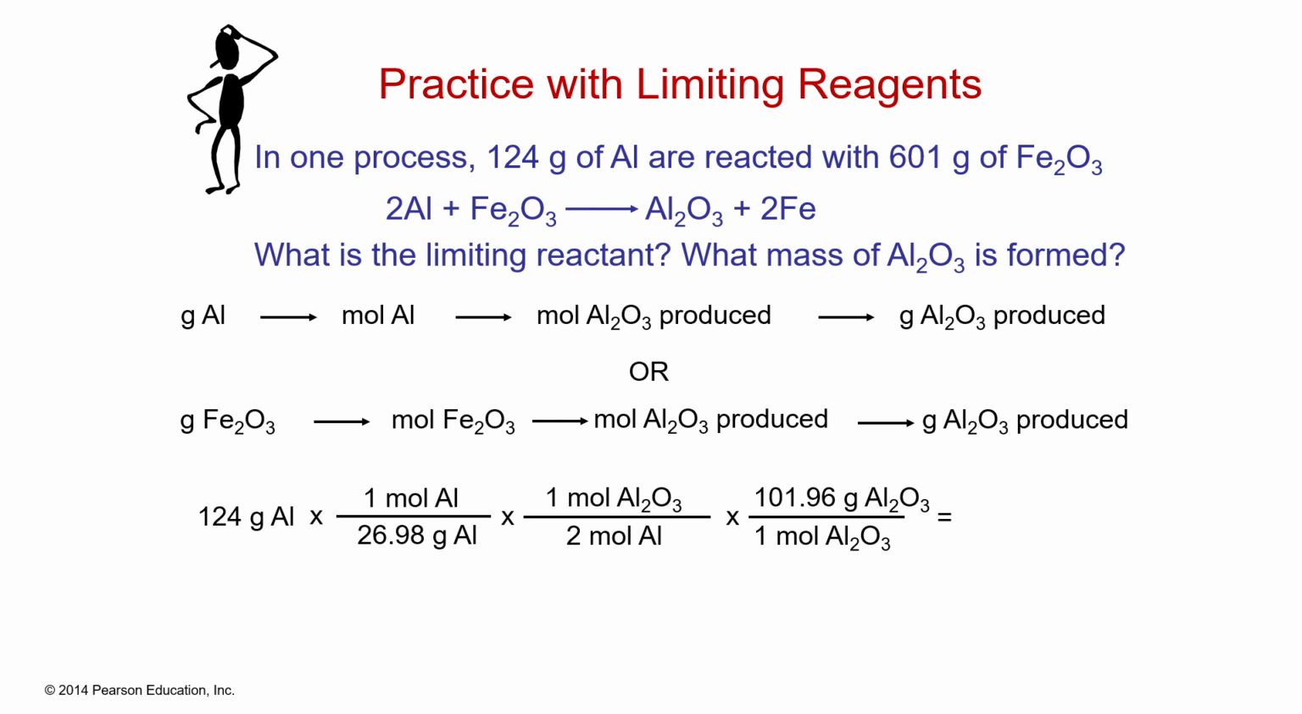Before we put numbers in the calculator, make sure that the units are properly canceling out. Okay, so grams of aluminum will cancel out. Moles of aluminum cancel out. And then moles of aluminum oxide cancel out. So at the end of the process, you have grams.